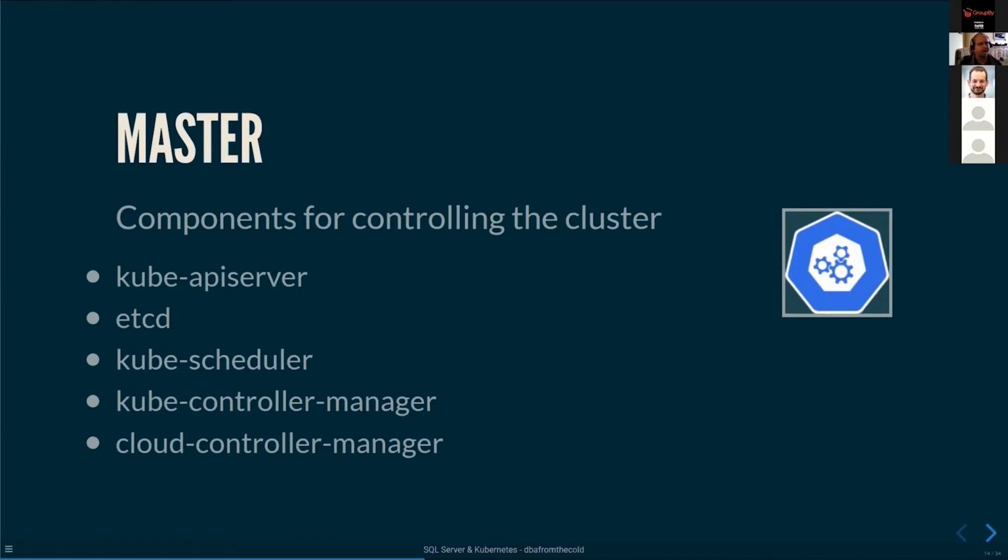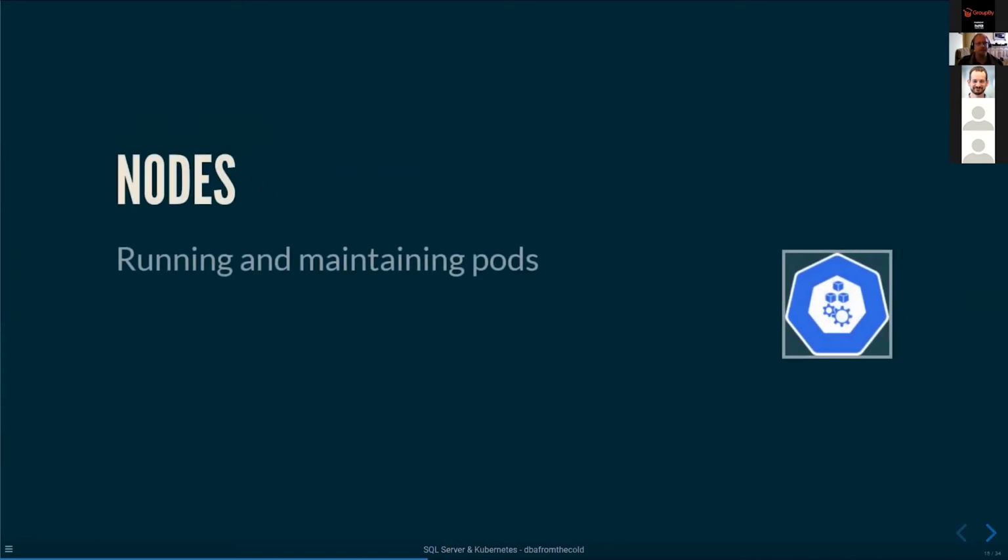But we don't deploy any application workloads, that's the word I was looking for, to our master node. We deploy them to the worker nodes. And these are responsible for running and maintaining our pods. So we're starting off with the kubelet. The kubelet takes a pod spec from the API server and makes sure that all pods in that pod spec are up and running and are in a healthy state.